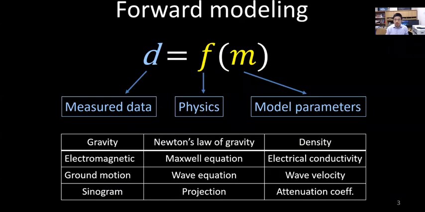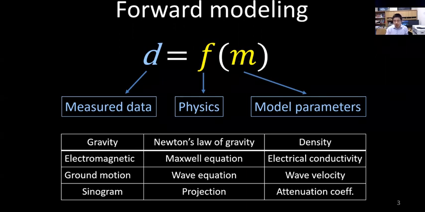So on this slide, you see this equation here, d equals F(m). It turns out that many of the physical measurements based on a physical system can be summarized by this equation. Here the symbol F represents the physics that is involved in this physical system, and d is the measurement. m is the set of parameters that we decide to use to describe the physical system.